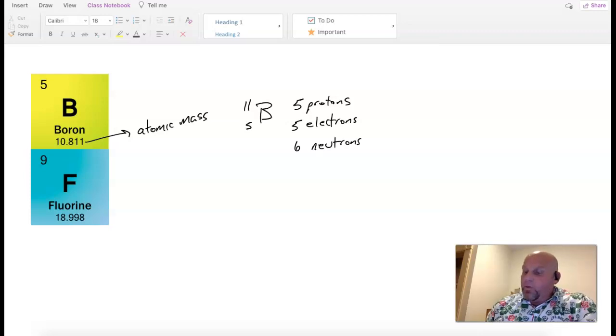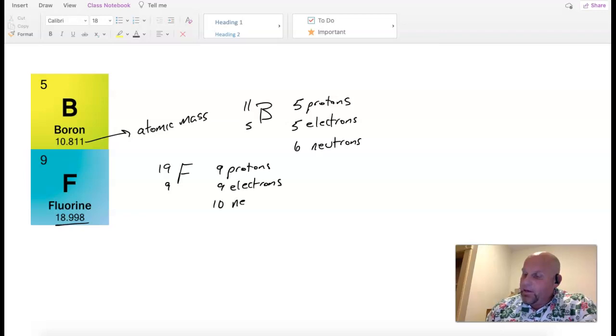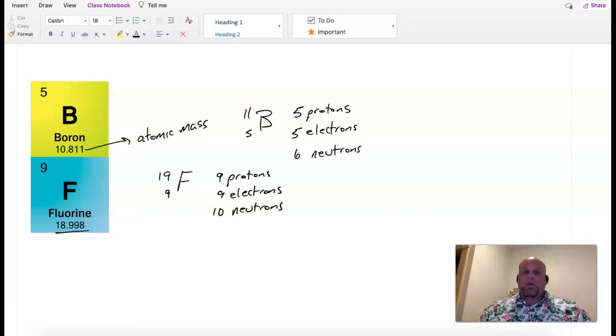If I were to look at fluorine here, I would have a mass number based on that atomic mass of 19, which would give me 9 protons, 9 electrons, and 10 neutrons. So you can see here that the number of protons and electrons are equal because I'm talking about neutral atoms.